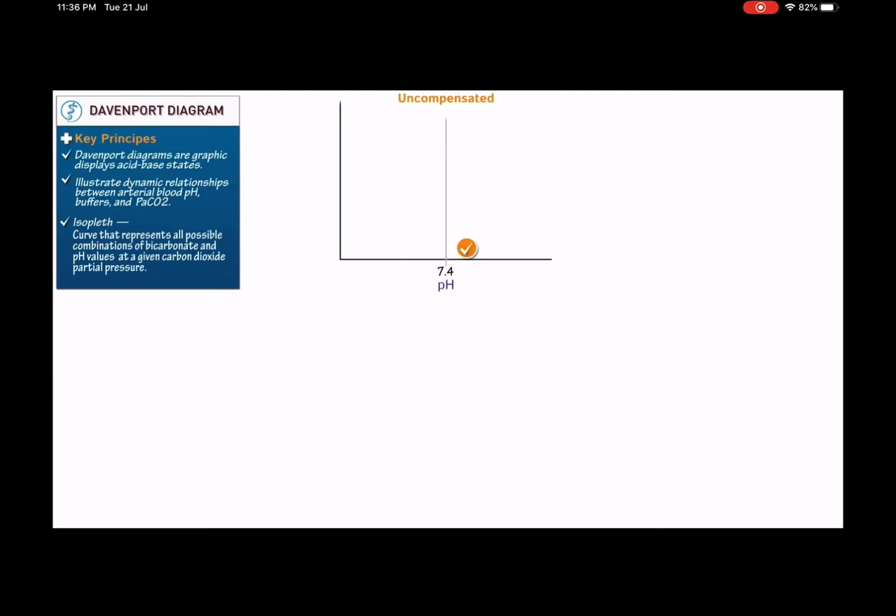First, set up the basic graph parameters. The x-axis tracks pH. Indicate the healthy homeostatic arterial blood value of 7.4. Indicate that values less than this reflect acidosis, whereas values higher reflect alkalosis. The y-axis tracks bicarbonate concentration. Indicate the healthy homeostatic value of 24 millimolar. Recall that as bicarbonate concentration increases, pH becomes more alkaline.